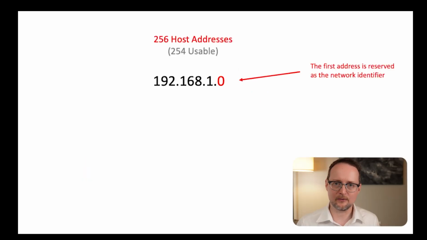The first address is reserved as a network identifier. This address can't be assigned to a host. Its purpose is to define the network and it also lets you know where the host addressing will begin.